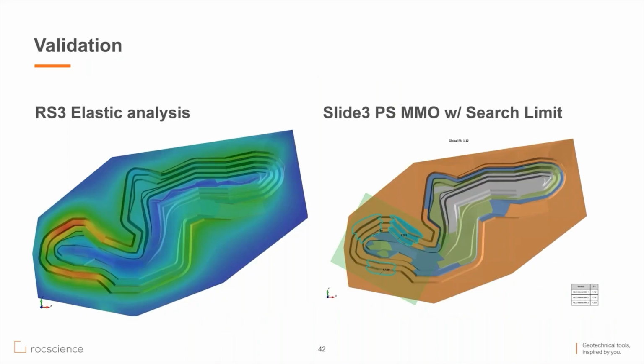For example, if I recomputed my second case study using a particle swarm MMO search method and applied a search limit to the western section of the pit that showed the most displacement in my elastic analysis, these are the updated results. I'm now presented with 3 low factor of safety areas, all equal to or less than design acceptance criteria.